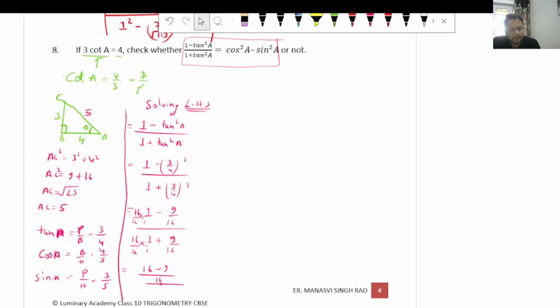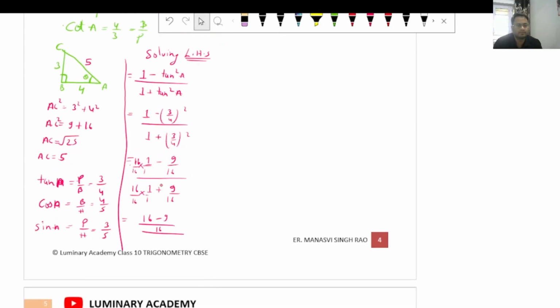So this will become (16 minus 9) upon 16, and again this will become (16 plus 9) upon 16. In both cases the denominators are the same, so they will cancel. So what is left? 16 minus 9, that is 7, upon 25. So the LHS is 7 upon 25.